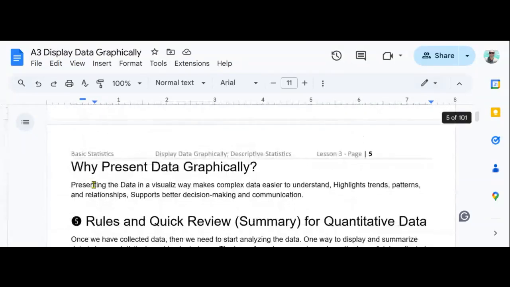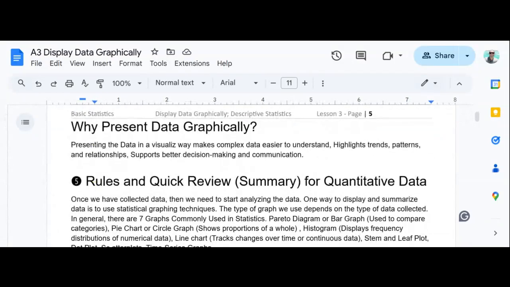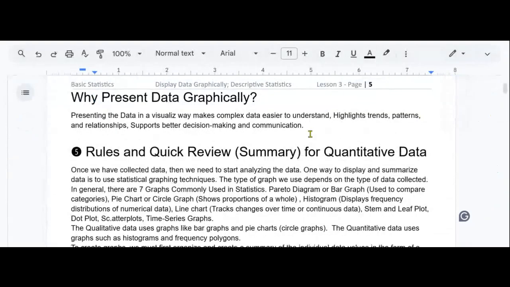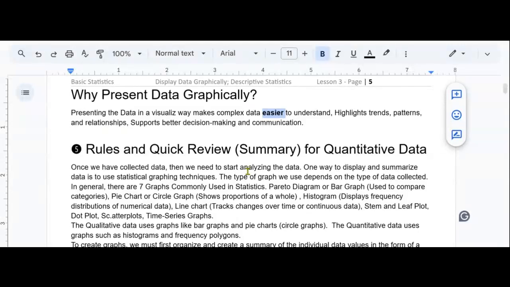Why do we present data graphically? Yes, it's easy to look at and understand. Presenting the data in a visualized way makes complex data easier to understand. It highlights the trends, patterns, and relationships. It supports better decision making and communication. That's the reason why we present the data graphically.